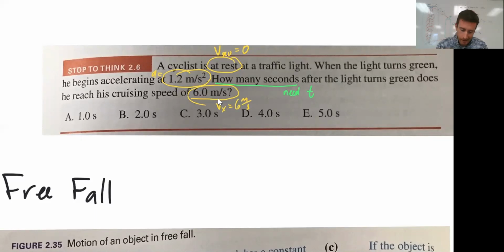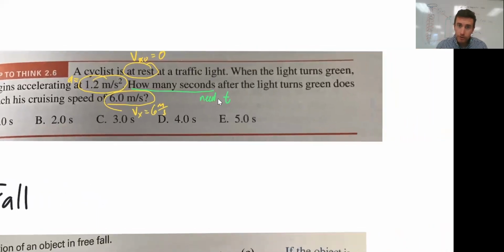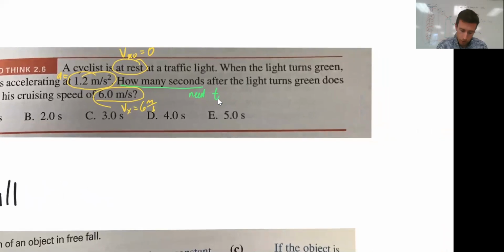Okay, so I could do a few different things here. I could draw a little diagram. So I could show, here's my bicyclist. Perfect. That does not look like a bicyclist, but it's okay. He starts at rest. Then he's going to accelerate forwards for an unknown time.